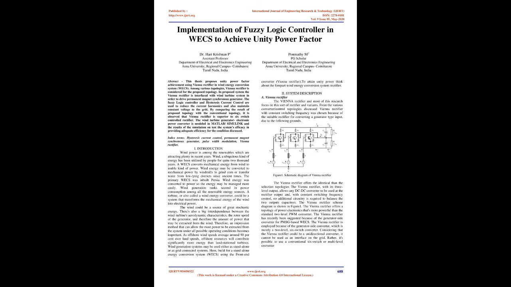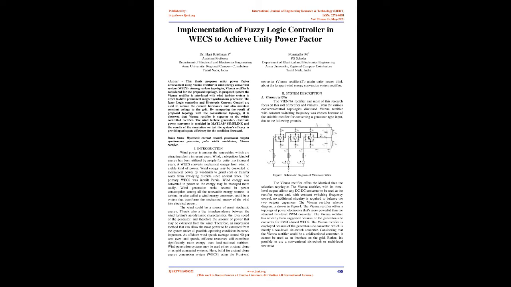than land station turbines. Wind generation systems may be used either as standalone or as grid-connected systems. Here, we build a standalone energy conversion system, WECS, using the front-end converter, Vienna Rectifier, to attain unity power. Think about the 4-part wind energy conversion system rectifier.